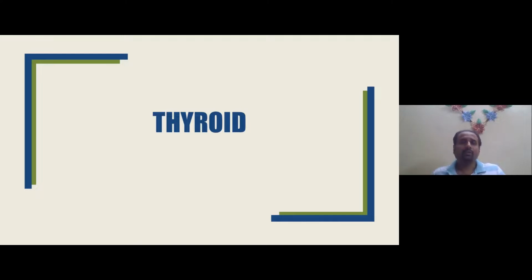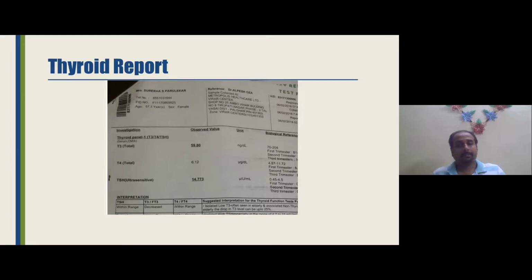I'll move on to share another case of thyroid, a very interesting case. The patient came similarly to the earlier patient. She also came with a few reports, like the TSH, which is the thyroid stimulating hormone. This was around 14.773, which is very high compared to what her age and situation warrant. The T3 was 59, which is also a little lower than what normal should be.